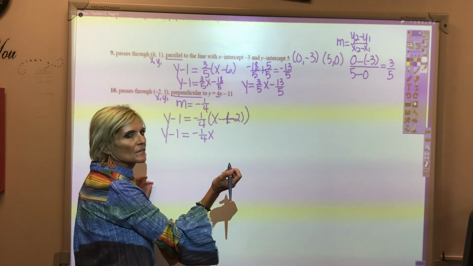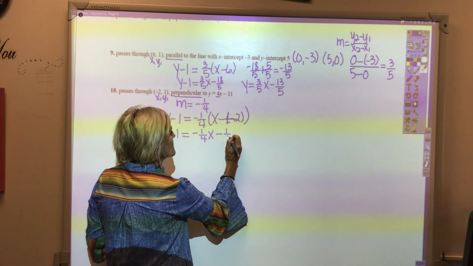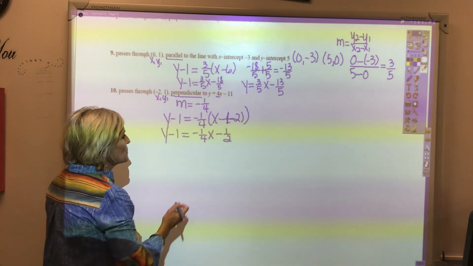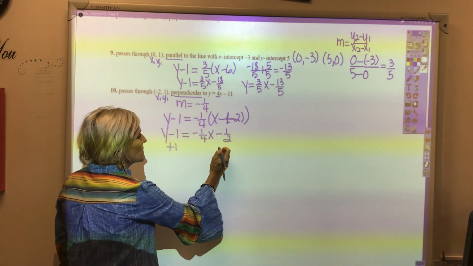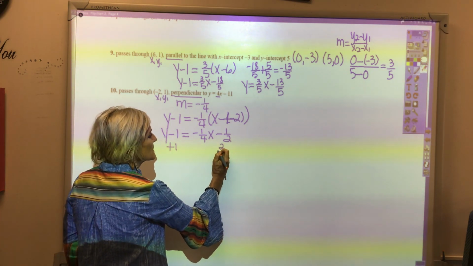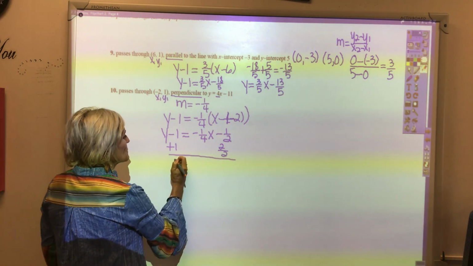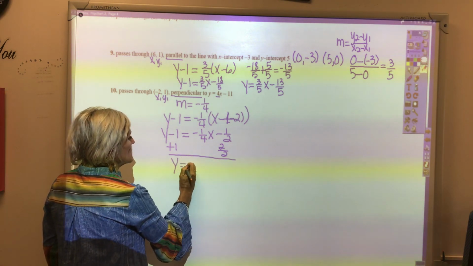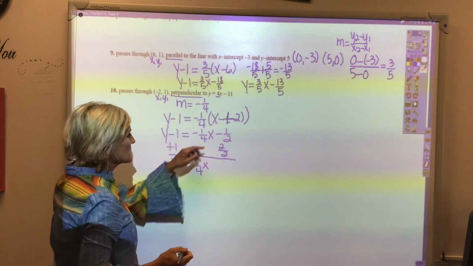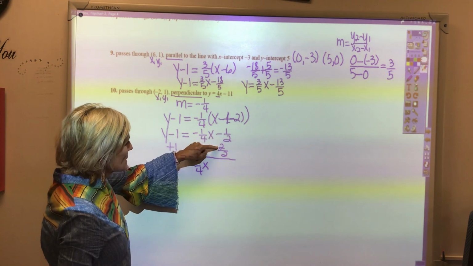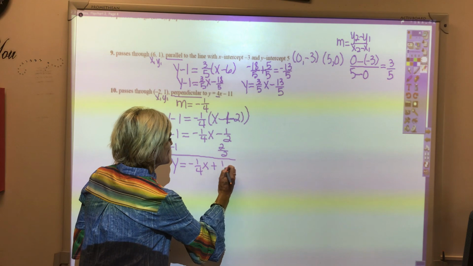I would just say, if you're not good with fractions, use the calculator. We're going to add 1 to both sides, so 1 is the same thing as adding 2 halves. Our line will be y equals negative 1/4 x. If we have the negative 1 plus 2, that would be a positive 1/2.